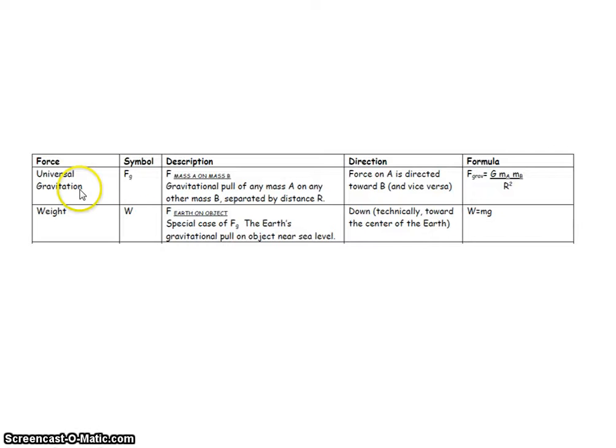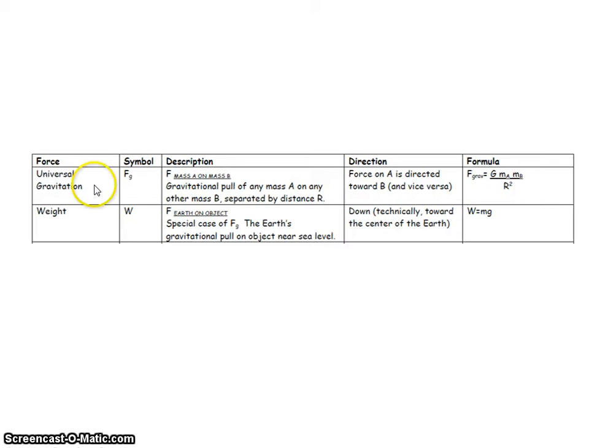The first force on the list is universal gravitation. The symbol is capital F with a lowercase g for gravity. This force is basically the force of mass A acting on mass B. In words, you could say that this force is the gravitational pull of any mass A on any other mass B when they are separated by a distance r. The direction of these forces is that force A is always directed towards B, and vice versa. And it has a formula that goes with it.